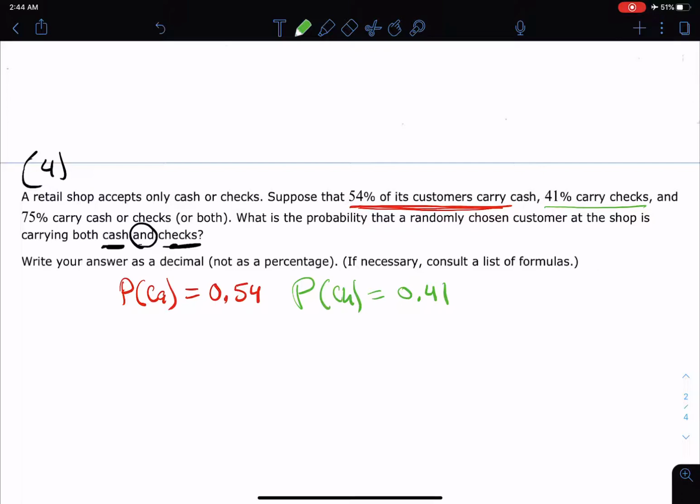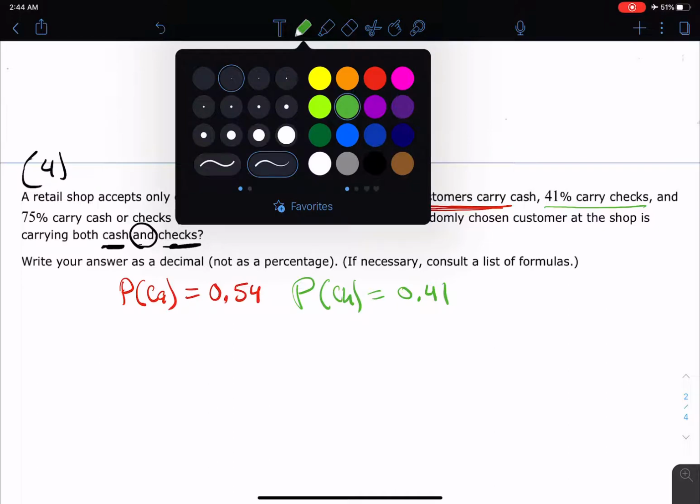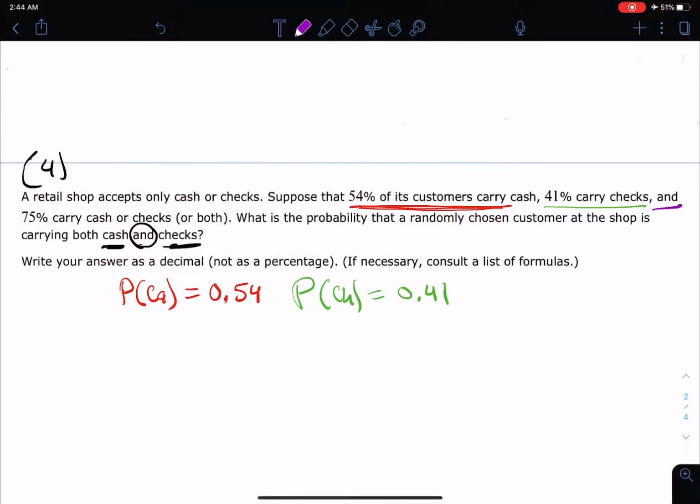Let's see, suppose that 54% of its customers carry cash, 41% carry checks, oh no, okay, I'm good. 41% carry checks, man, it's hard to see here for me. And then finally, the last one is going to be, let's use another color. It says 75% carry cash or checks or both.